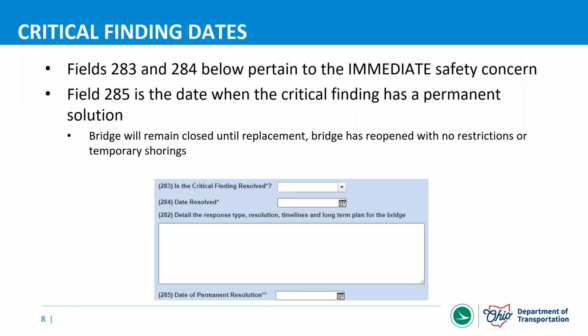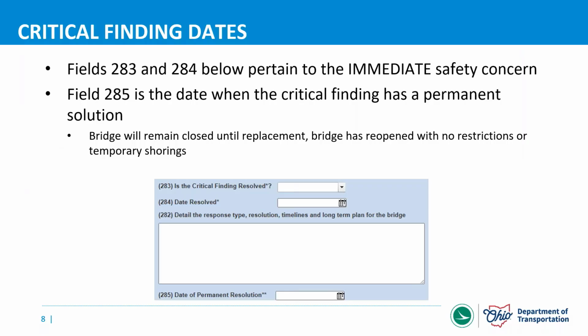Now talking specifically about the critical finding form, because I know there's been a little confusion on this. Down at the bottom of that form, we have fields 283, 284, 285, which is basically asking whether the critical finding is resolved, and asking for dates. So 283 and 284: is it resolved, and what is the date resolved? That pertains to the immediate safety concern that was identified.